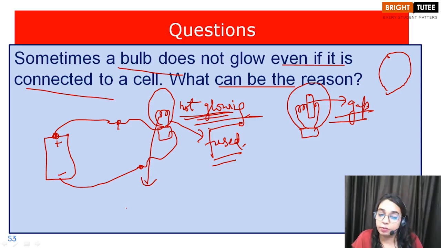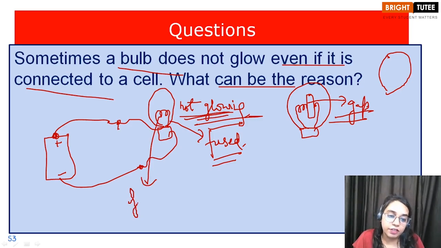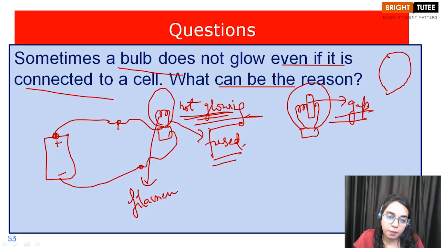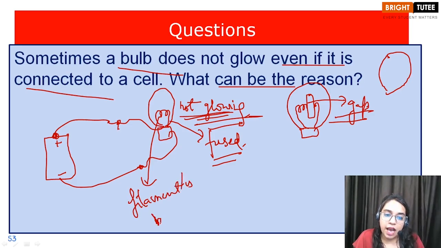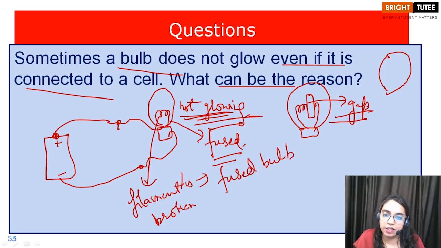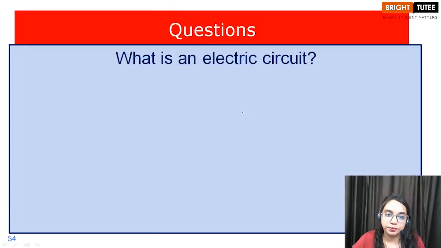The reason for the bulb not glowing is that the filament is broken, and a bulb with a broken filament, we call it a fused bulb. Okay children, so I really hope that you would have understood. Let's move to the next question.